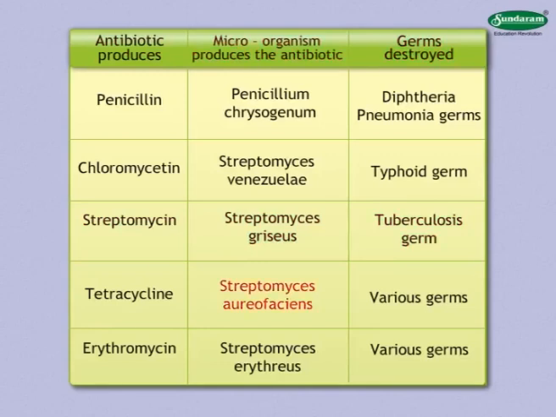Microorganism Streptomyces aureofaciens produces the antibiotic tetracycline and destroys various germs. Microorganism Streptomyces erythraeus produces the antibiotic erythromycin and destroys various germs. Thus, from the table it is clear that an antibiotic can kill only specific microorganisms, and also only certain bacteria are capable of producing antibiotics.